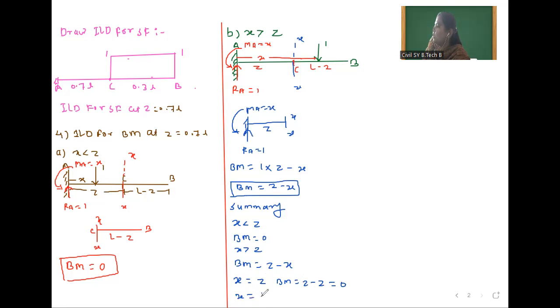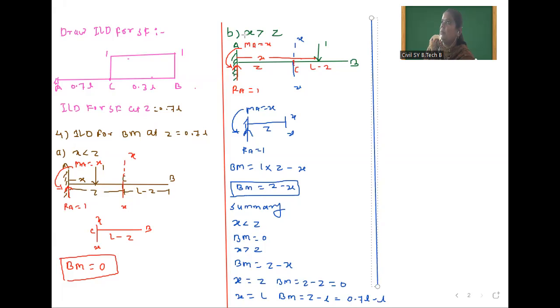Now we will put X which is equal to L. At that time bending moment is Z minus L. Now we have to put the value of Z here. So the value of Z is 0.7 L minus L. Now you tell me, bending moment is equal to how much? Minus 0.3 L. So bending moment is equal to minus 0.3 L. Then we will draw the influence line diagram.